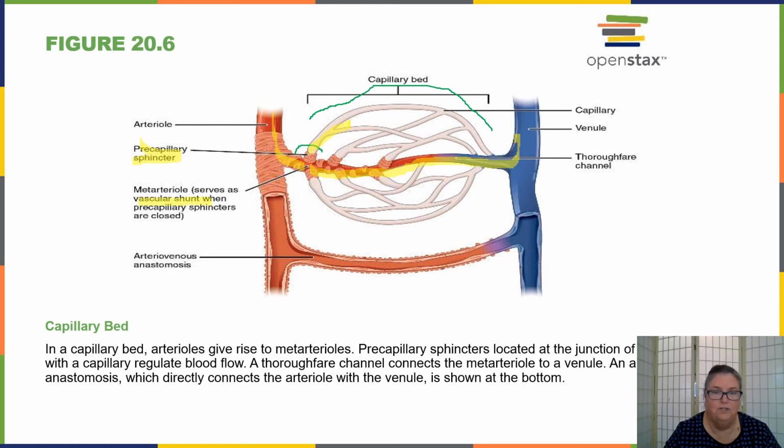Serving as a vascular shunt, right? So just letting the blood flow through quickly. Imagine that we're working out a muscle, right, and using more oxygen. Then we're going to open up the flow into the capillary beds, right? And here we have an anastomosis, arteriovenous anastomosis, just a pretty large blood vessel connecting those two sections. Okay.